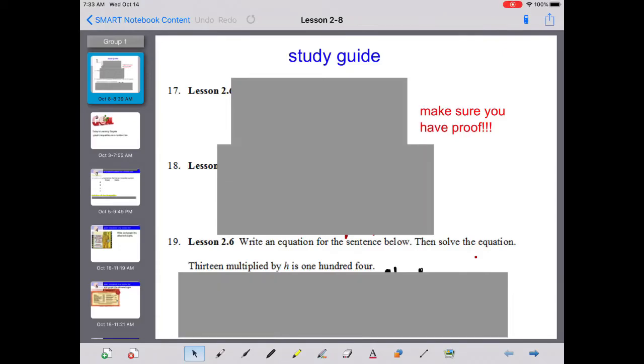This is Lesson 2-8 from the Algebra Readiness textbook. Pause the video and work on your study guide problems in your notes packet, and press continue when you are ready to compare your answers to mine.